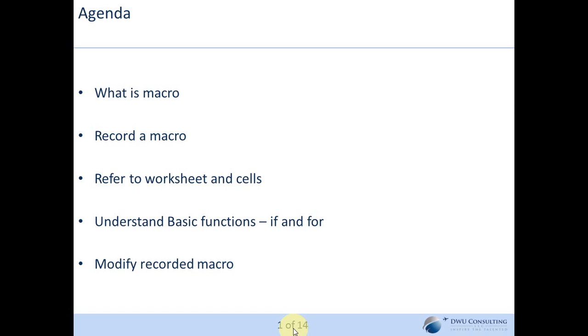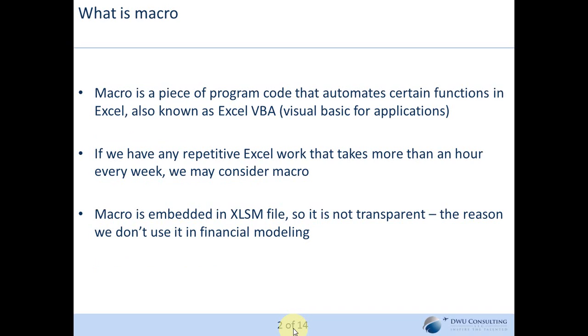In this particular session, we'll learn about Excel macro, how to write a simple macro ourselves, and eventually how to get complicated macros. A macro is just a piece of program code that automates certain functions in Excel. We also call that Excel VBA, Visual Basic for Applications. There are a lot of VBA codes online. Once we figure out how to do the basic things, if we want to do anything complicated, we can just Google the code, put it in the program and modify it.